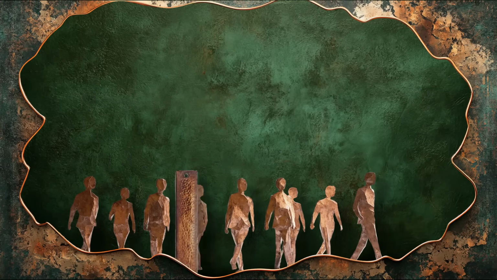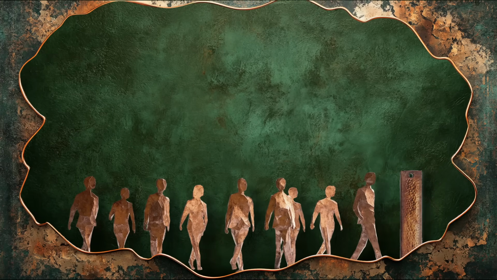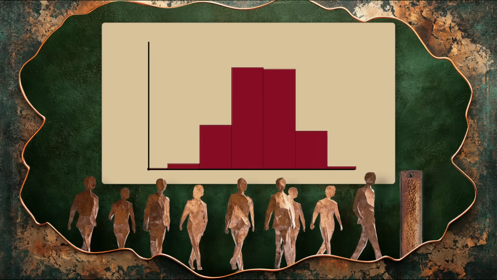1,000 people walk into a bar. You measure their height as they enter. If you plot those heights on a histogram, something curious happens. Most people fall in the middle, with just a few outliers on either side. Tall, short, but mostly average. This creates a smooth peak.